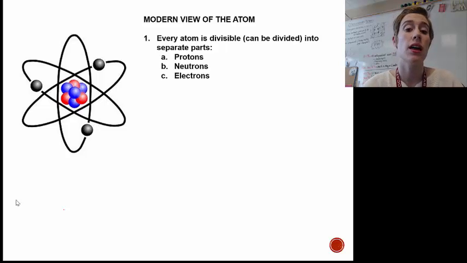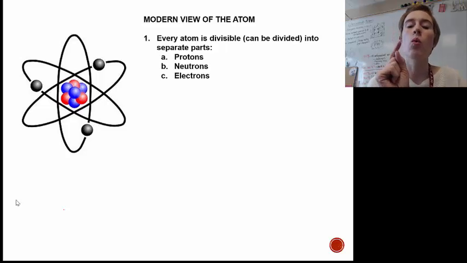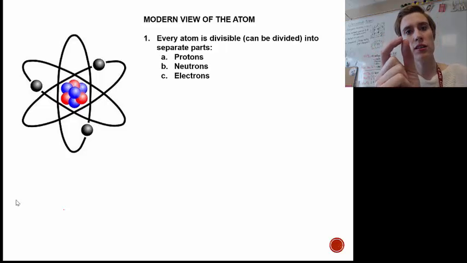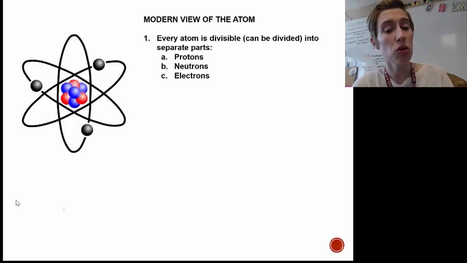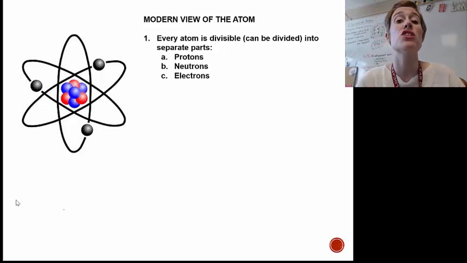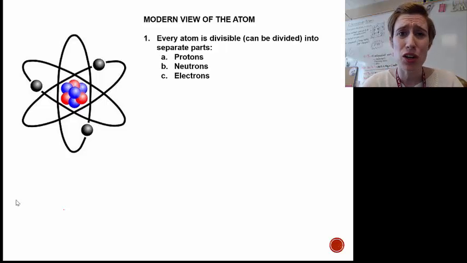The first item that we believe is that every atom is divisible. It can be divided. Basically, an atom is not one little BB gun pellet. It is a complex system. It's made of 3 things: protons, neutrons, and electrons. And actually, protons, neutrons, and electrons are made of even smaller things, but we don't worry about that because this is high school chemistry and nobody cares about quarks, okay?